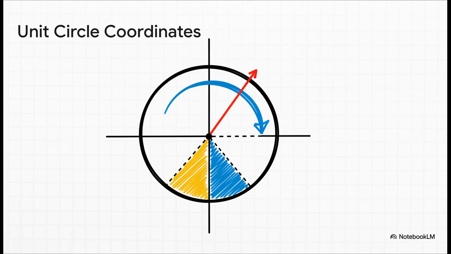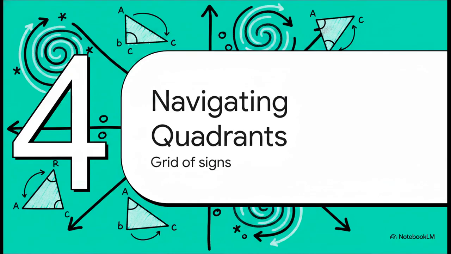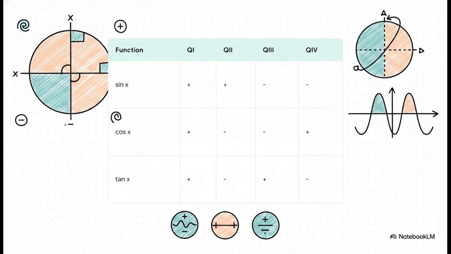Now that we've unleashed these functions from those little right triangles, let's move to section 4, navigating the quadrants, the grid of positive and negative signs. Let's see how these functions behave as they spin around the entire coordinate plane.